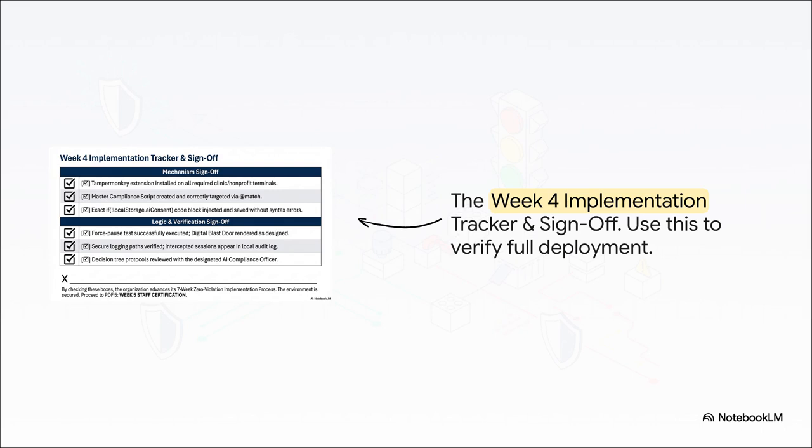All right, your final action item for this module is to complete this implementation tracker. This document is going to serve as your internal verification and, just as importantly, a critical piece of your compliance record. Completing it confirms that all the mechanisms and logic are deployed and your environment is officially secured.